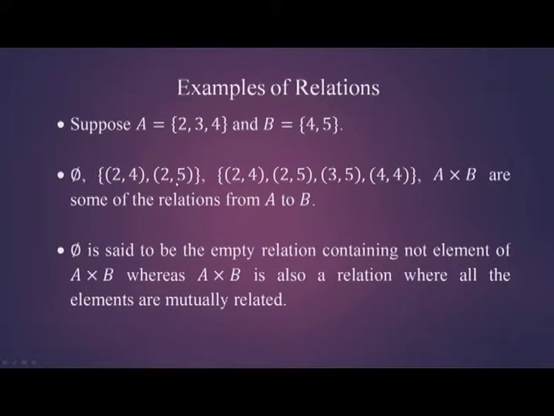So, we have {(2, 4), (2, 5)}, that means 2 is related to 4 and 2 is related to 5 and nothing else, no other elements are related. Then {(2, 4), (2, 5), (3, 5), (4, 4)}. This is another relation where we have 2 is related to 4, 2 is related to 5, 3 is related to 5, 4 is related to 4, and that is all. So, these are relations on A cross B. Now, we look at other relations.